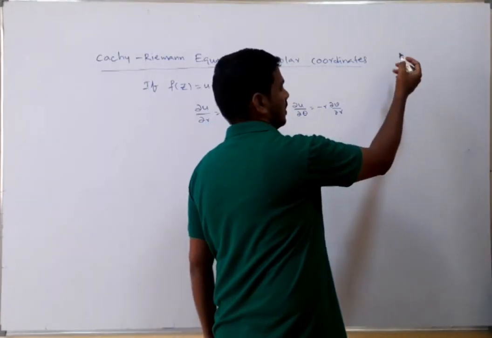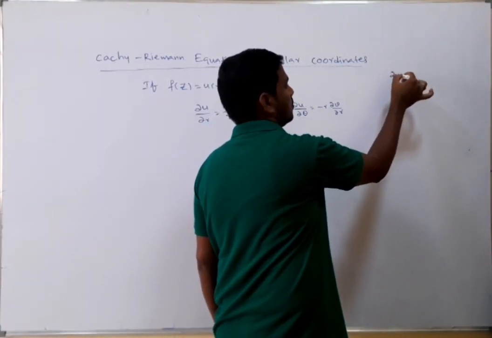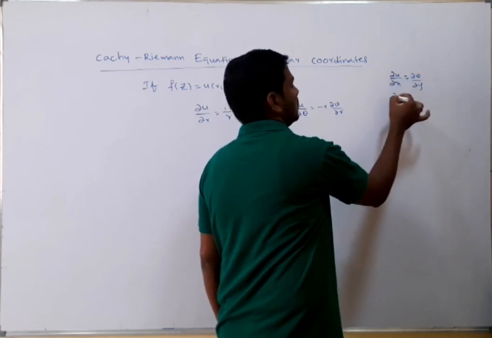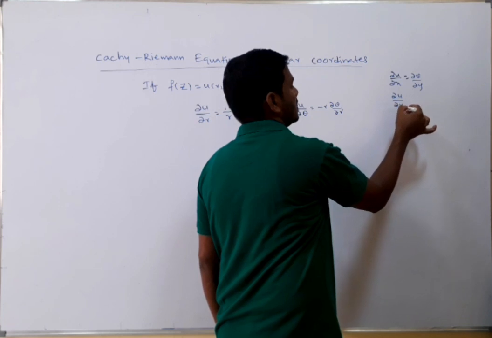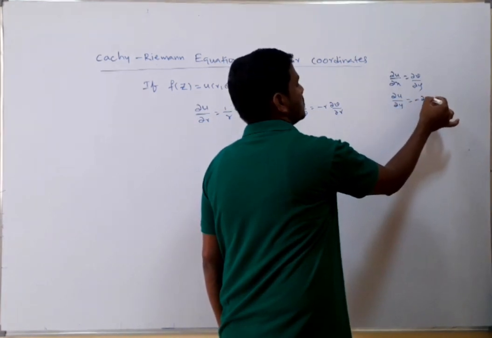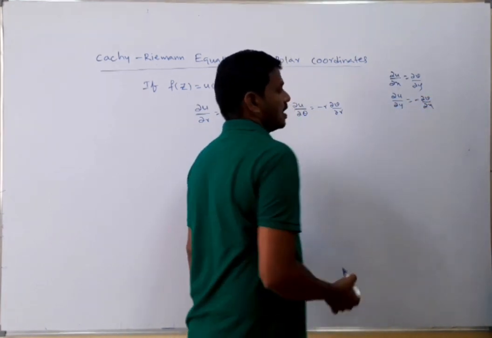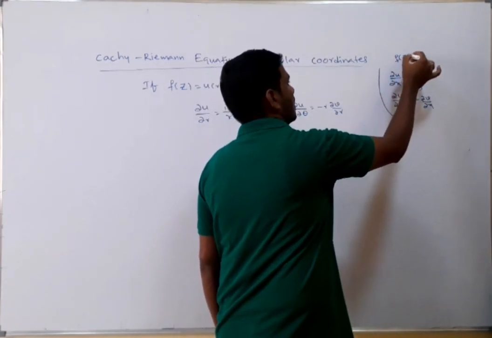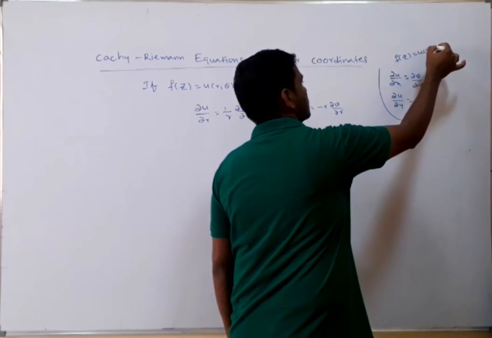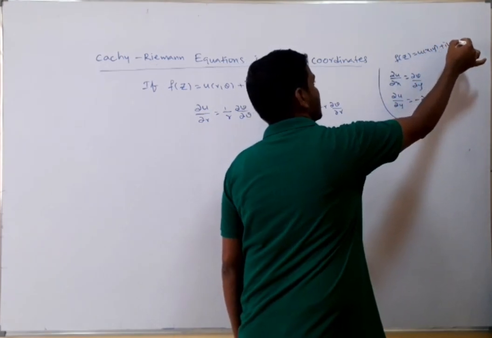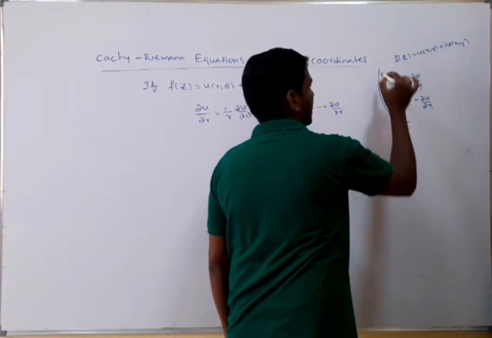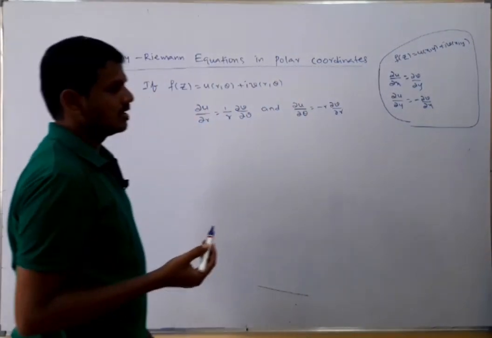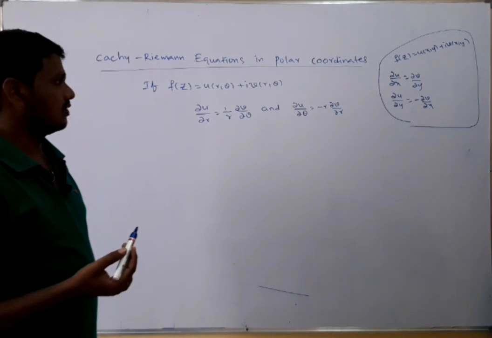equations in Cartesian form. ∂u/∂x is equal to ∂v/∂y, and ∂u/∂y is equal to minus ∂v/∂x. These are the Cauchy-Riemann equations for a function f(z) = u(x,y) + iv(x,y) to be analytic, and these are called the CR equations in Cartesian form.